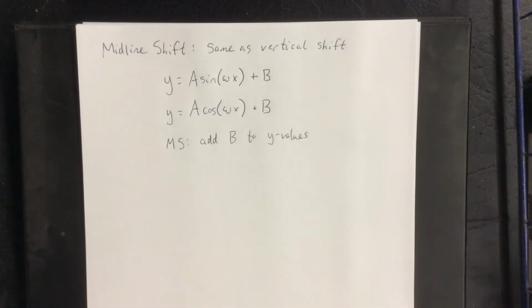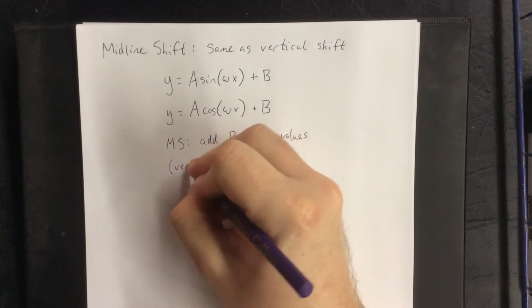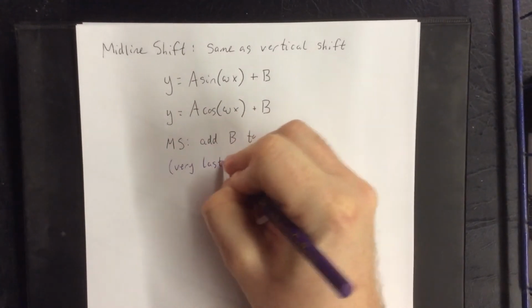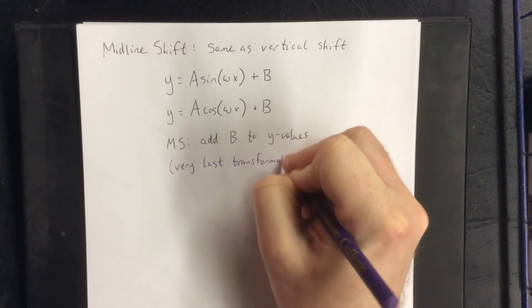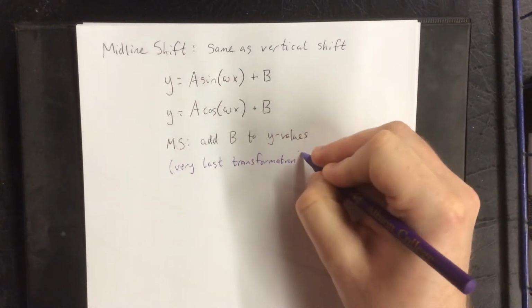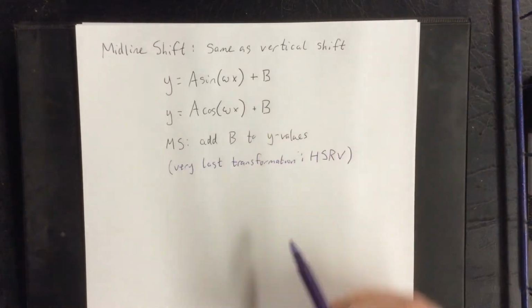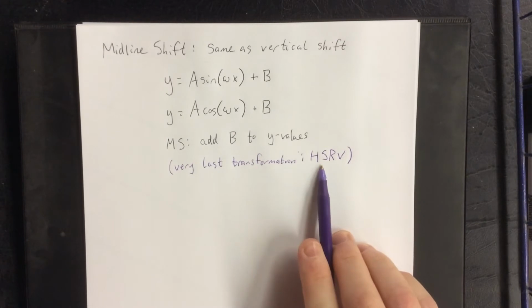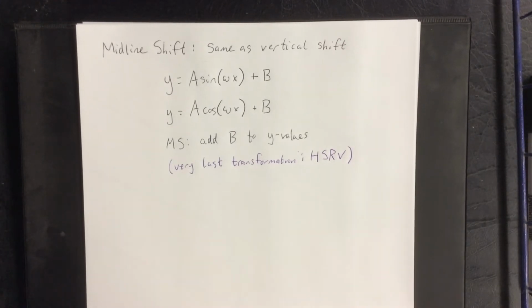Now, in terms of when to do this as part of the process, this is going to be the very last transformation. The reason being, the order that we had associated with transformations was horizontal shift, stretching and shrinking, reflecting, and a vertical shift. Vertical shift is always the thing that comes last.